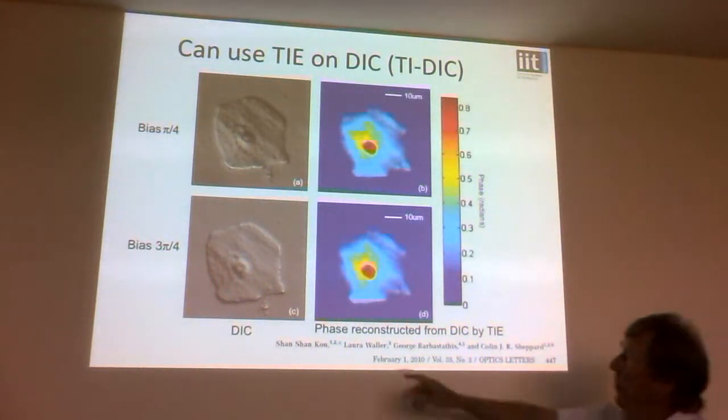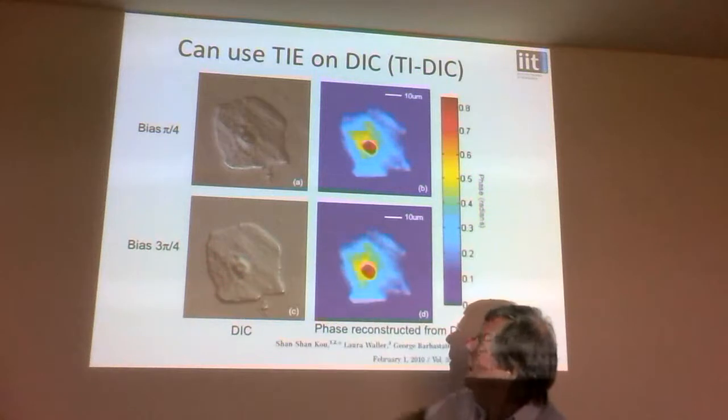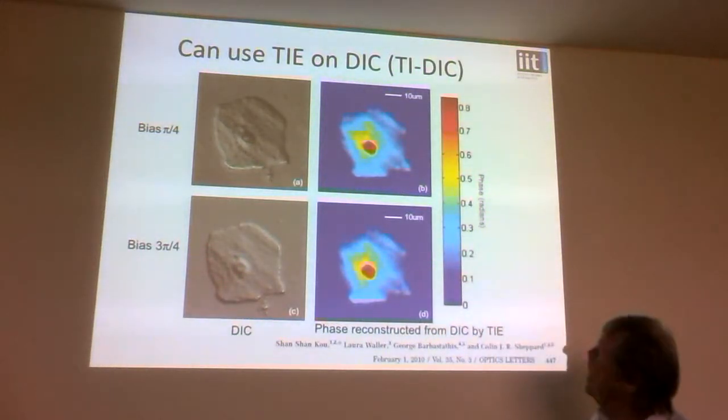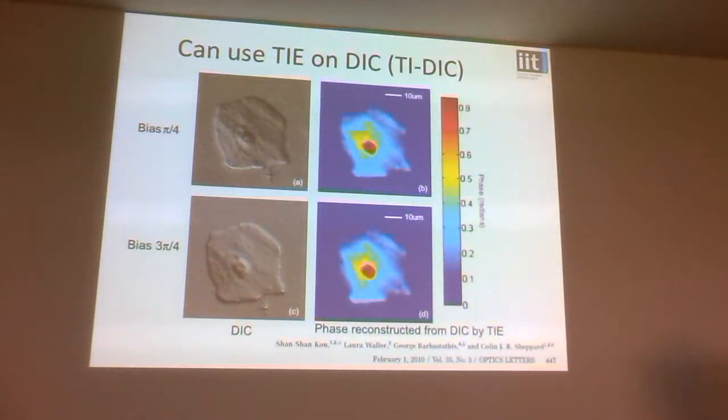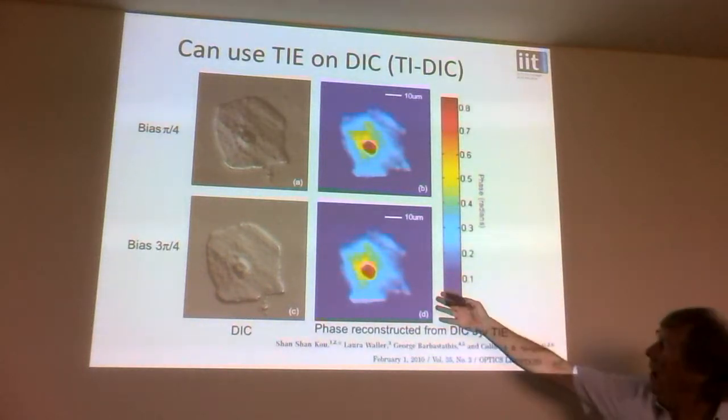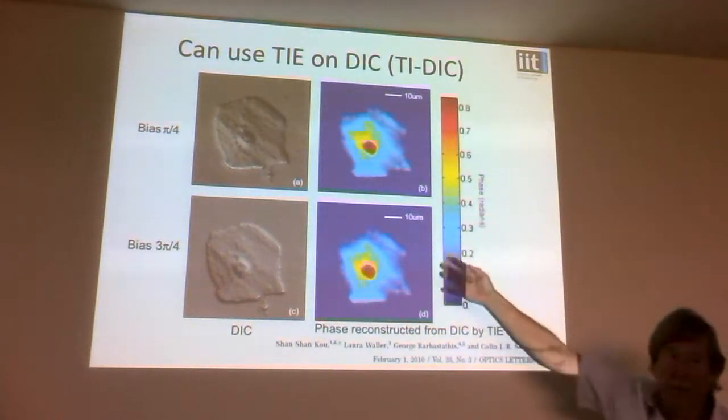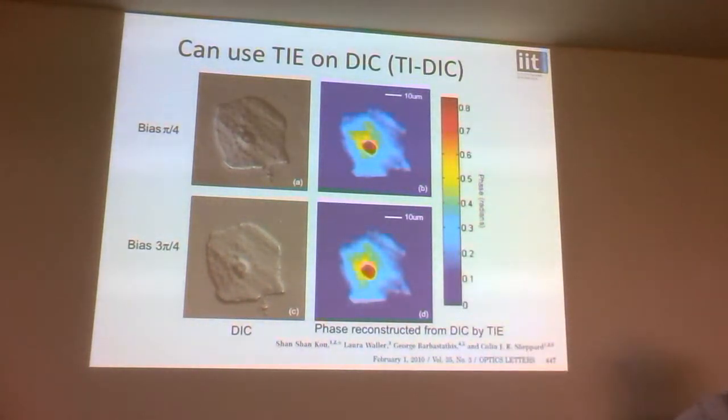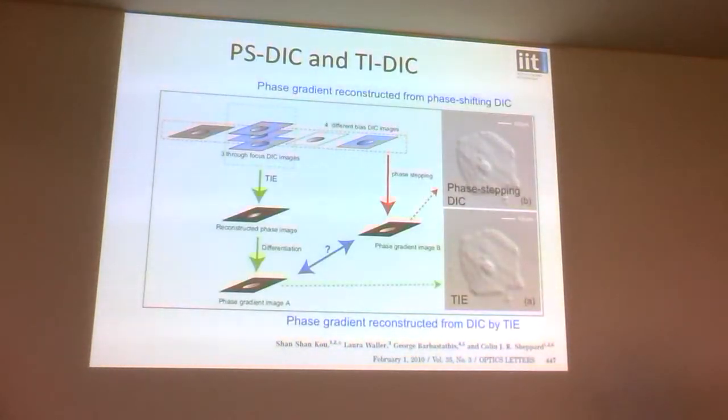But basically, this is showing this. So this is 2 different values of bias. And you see that reconstructing the phase from either bias, you get the same answer. Very, very close. So this is really quite interesting.